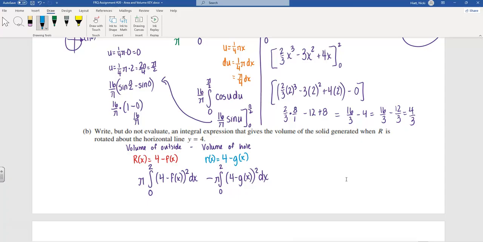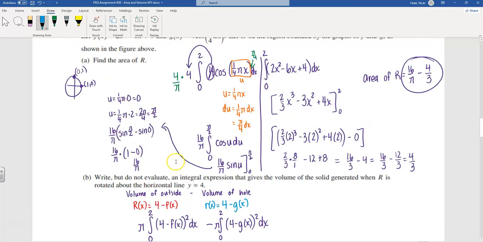So it's really like what we were doing last night, except for last night we always had a 0, right? When you were doing your capital R or your lowercase r, it would either be a function minus 0 or 0 minus a function because we're rotating around the x-axis. For these problems, it's going to be a different number than 0.